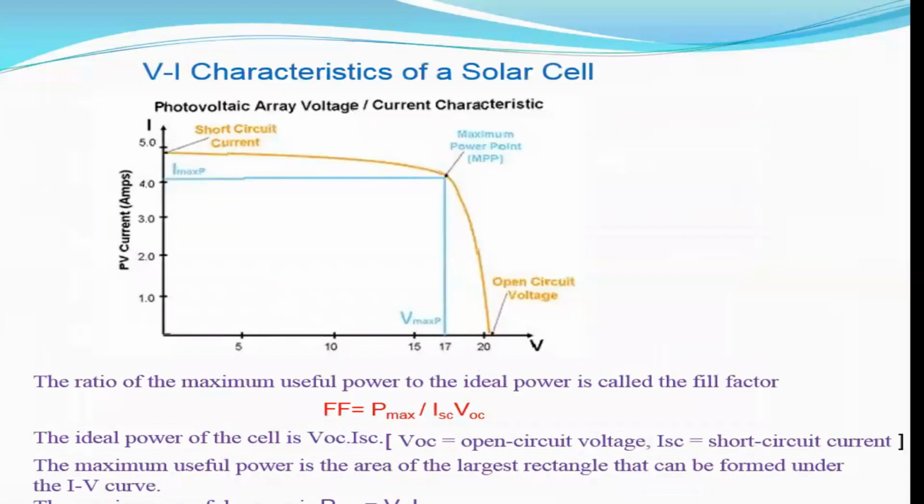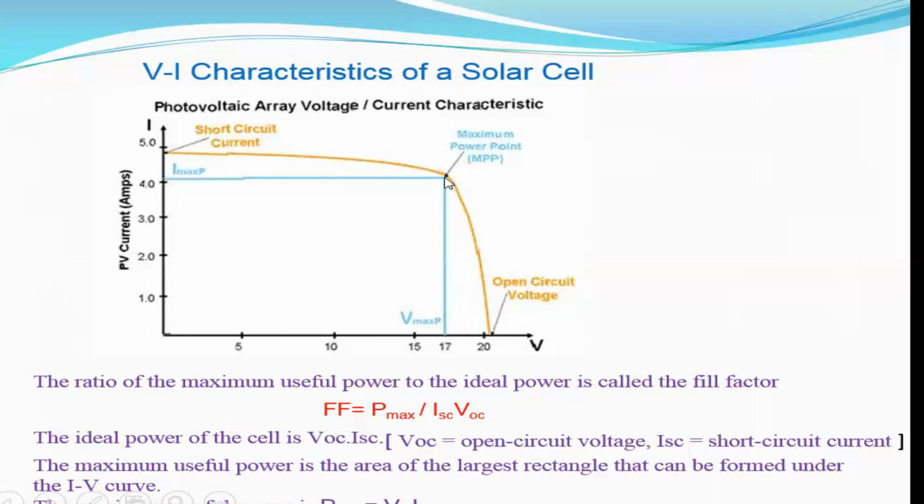Next, the VI characteristics of a solar cell. We have this graph drawn for a particular intensity of light. We are taking the voltage along the x-axis and the current along the y-axis. When the voltage is equal to 0, the current has its maximum value, which is called the short circuit current. As the voltage is increased, the current slowly decreases and becomes equal to 0, and that particular voltage value we call the open circuit voltage, indicated by VOC.